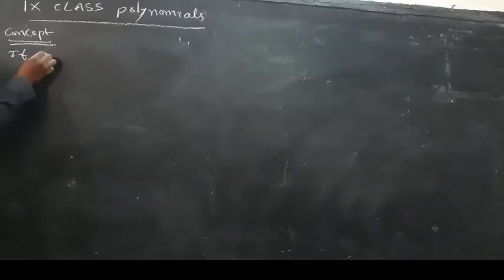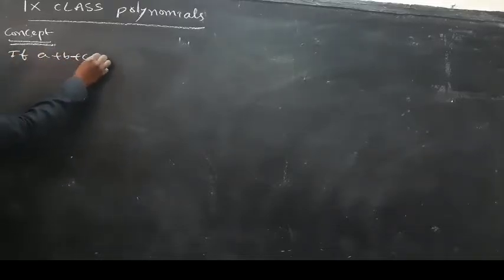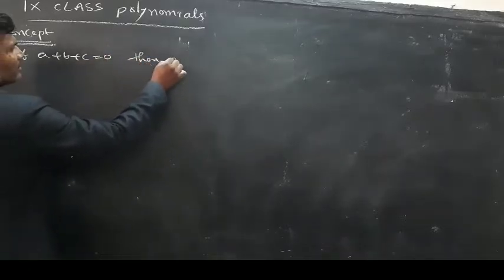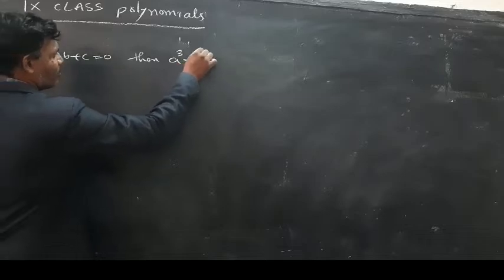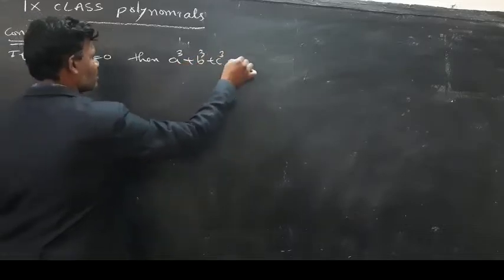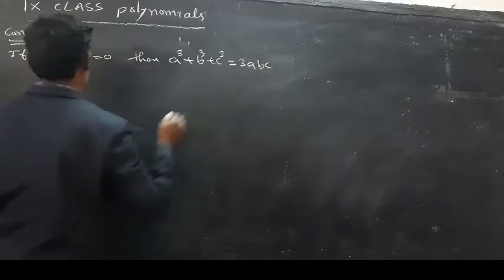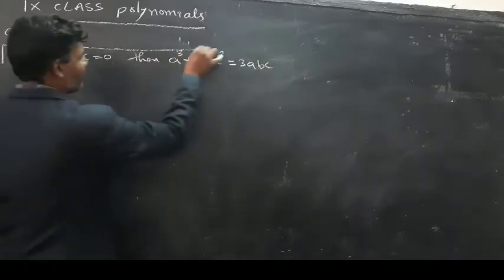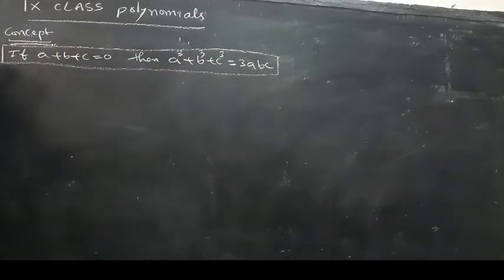Third question. Here is another important concept from the identities. What is it? If a plus b plus c is equal to 0, then the value of a cube plus b cube plus c cube is equal to 3abc. Let's do some questions on this concept.